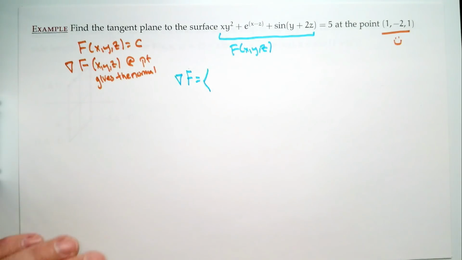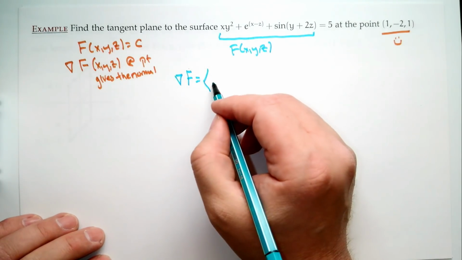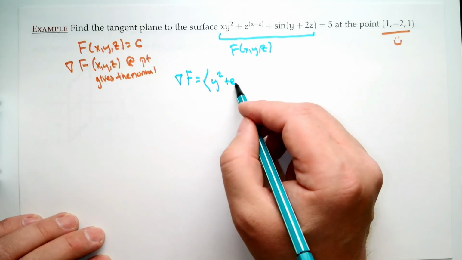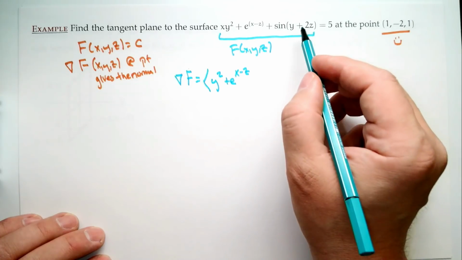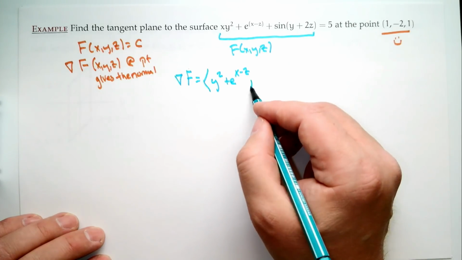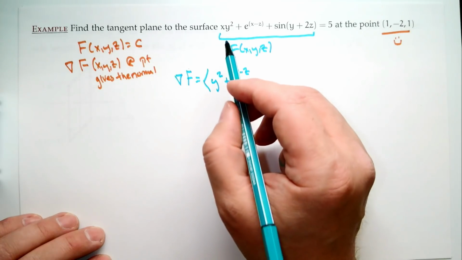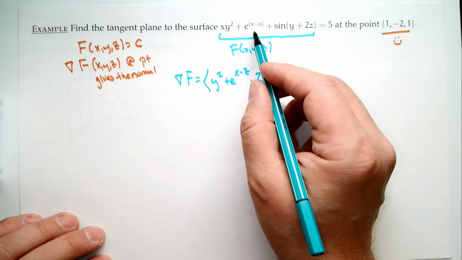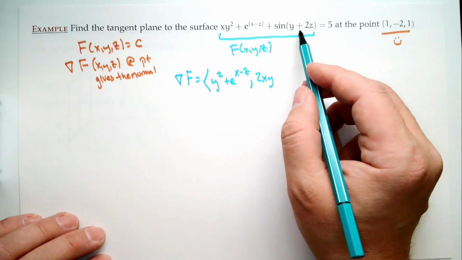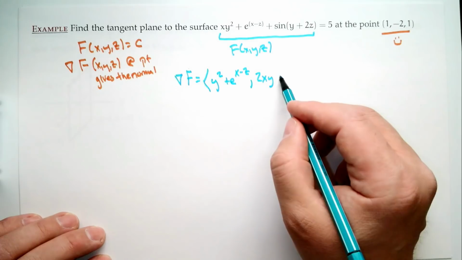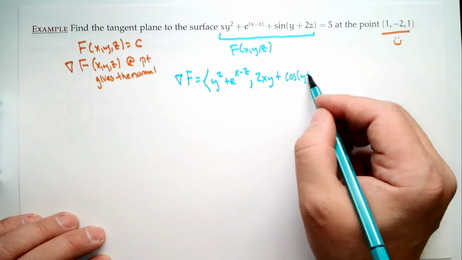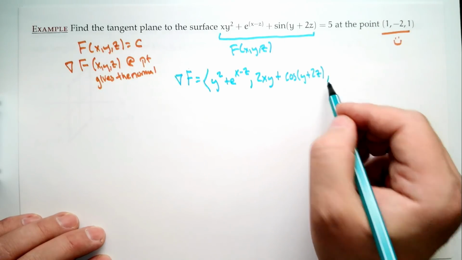So we go through and take the derivative with respect to x. The first one will be y squared. Then we'll have e to the x minus z. And there's no x in the last part, so we're done with that. Take the derivative with respect to y: 2xy. No y in the second term. And the last term, sine of y plus 2z, the derivative of that is cosine of y plus 2z.